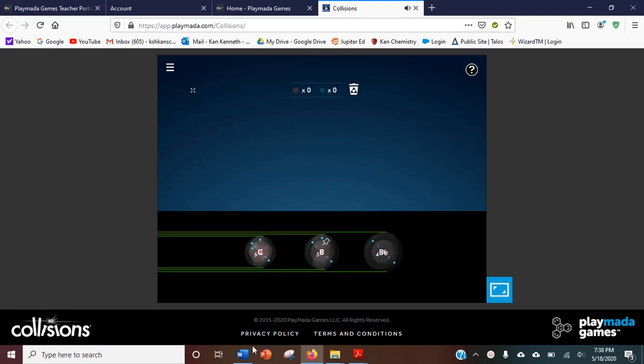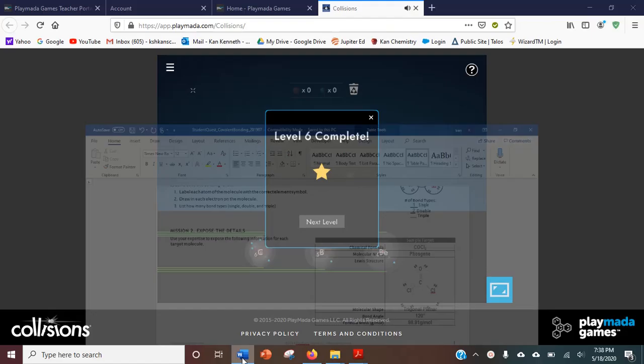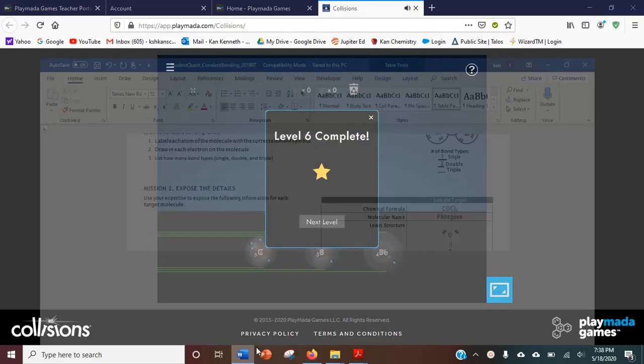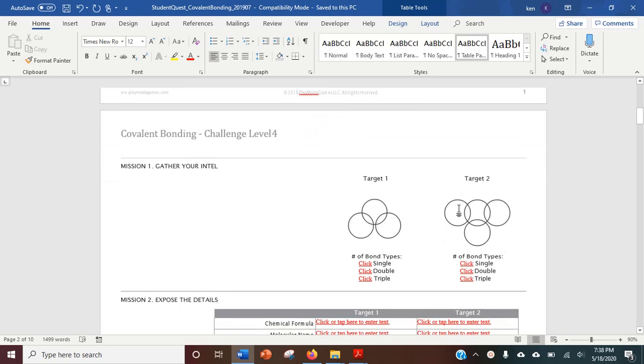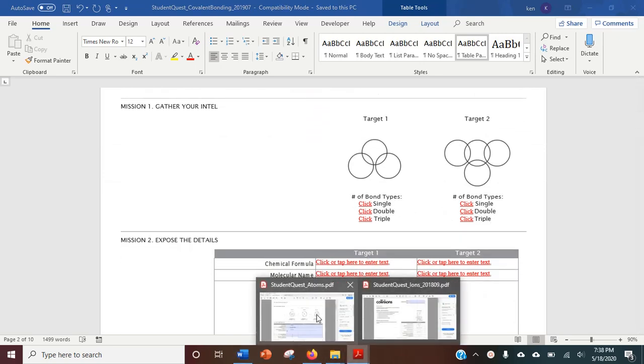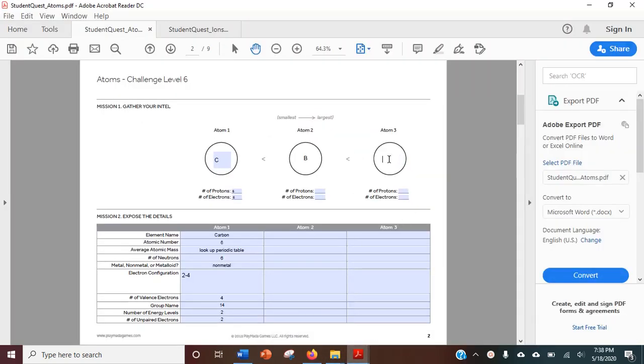So this is beryllium. Very good. So now you're going to basically do the same thing here and type in beryllium, the number of protons and electrons, and you're going to fill in the rest, and you're going to fill in for boron as well. So that's basically how you're going to do the lab for atoms.